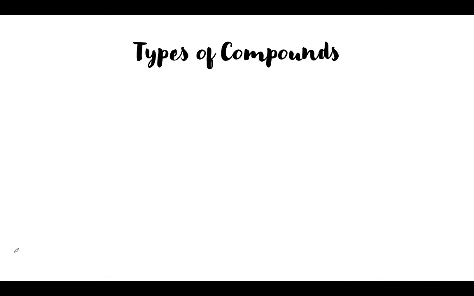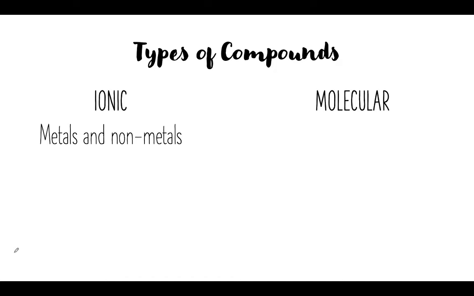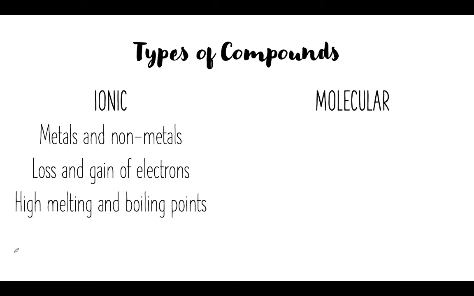Before we get into the details of ionic compounds, let's quickly go through the differences between ionic compounds and molecular compounds. The biggest difference, and this is what we're going to focus on in a bit, is that ionic compounds are made up of metals and nonmetals. So they have both metals and nonmetals. They involve the loss and gain of electrons, which will be shown in a bit. They usually have high melting and high boiling points, and they dissolve in water.